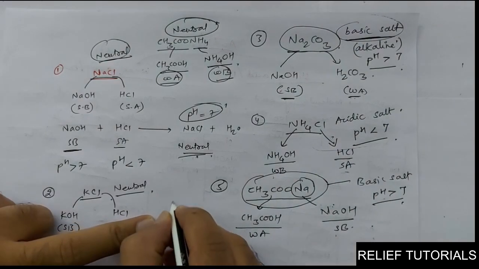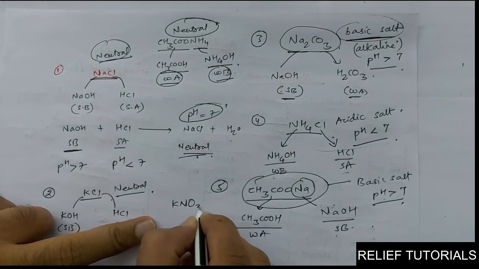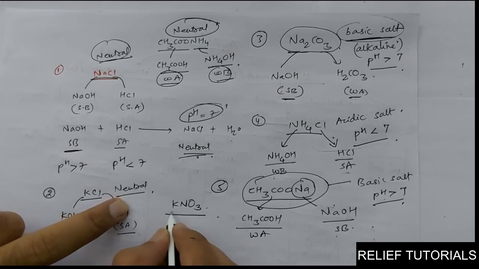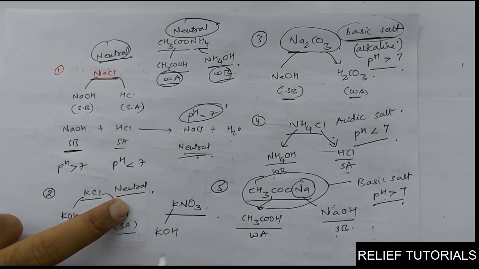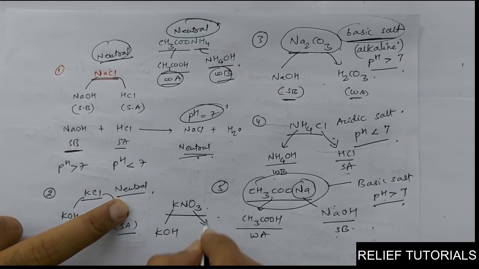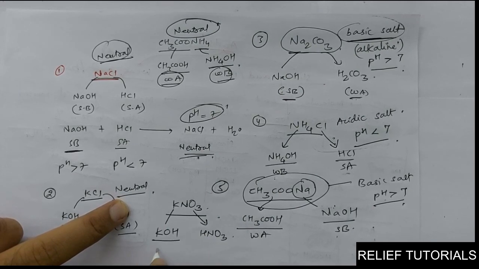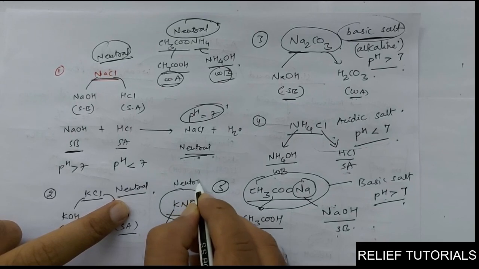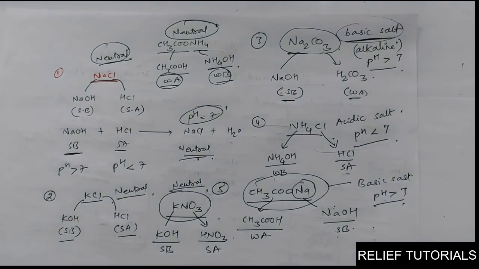From now on, whenever you see any type of salt, for example KNO3, potassium nitrate, this is a salt. Corresponding to K, the base is KOH, and corresponding to NO3, the acid is HNO3. KOH is a strong base, HNO3 is a strong acid. So both are strong, so this salt is neutral, and if the salt is neutral, its pH value is 7.